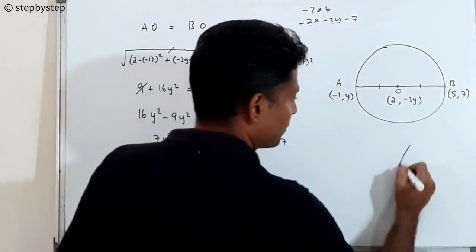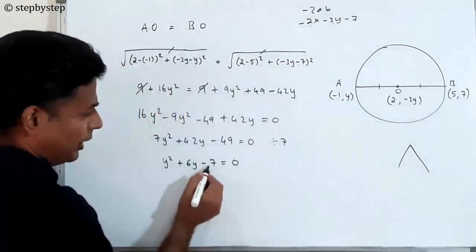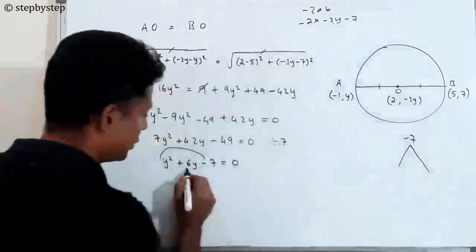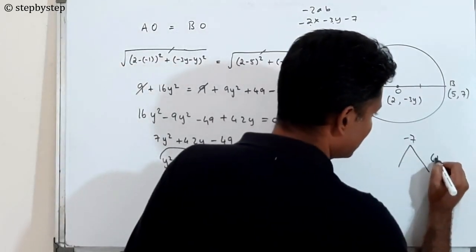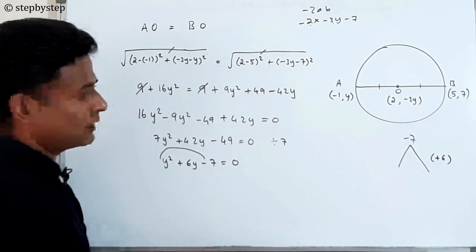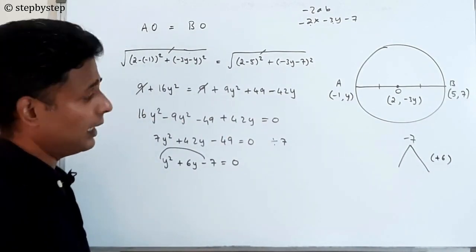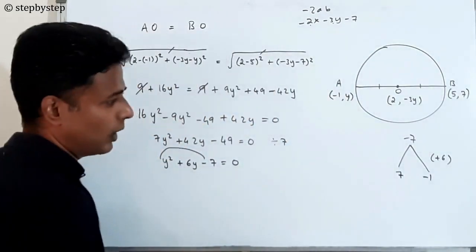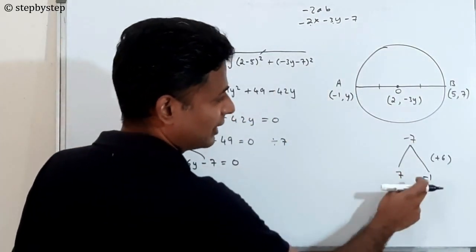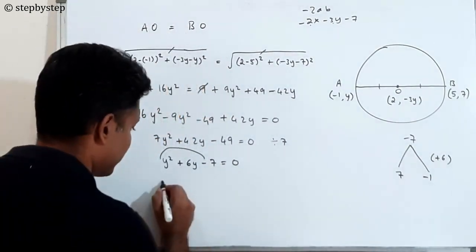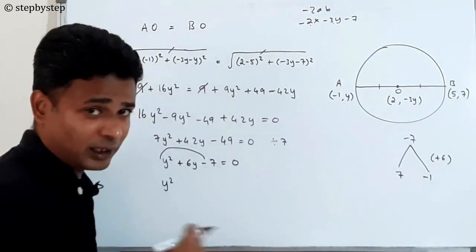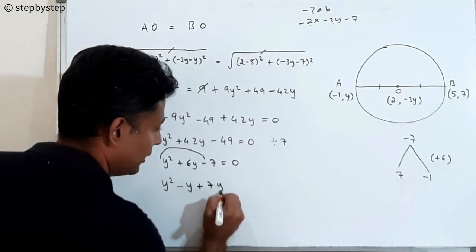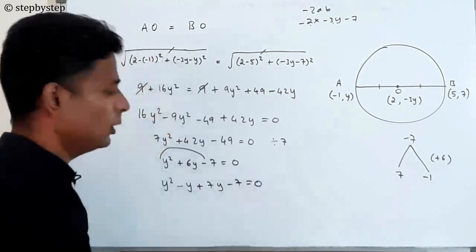Now splitting the middle term. We need two numbers: when you multiply, you should get minus 7 into 1, that is minus 7, and when you add, you should get what is in the middle, that is plus 6. So the numbers are 7 and minus 1. 7 into minus 1 is minus 7, 7 minus 1 is plus 6. I always write the smaller number first. So minus 1y, that is minus y, plus 7y minus 7 equal to 0.